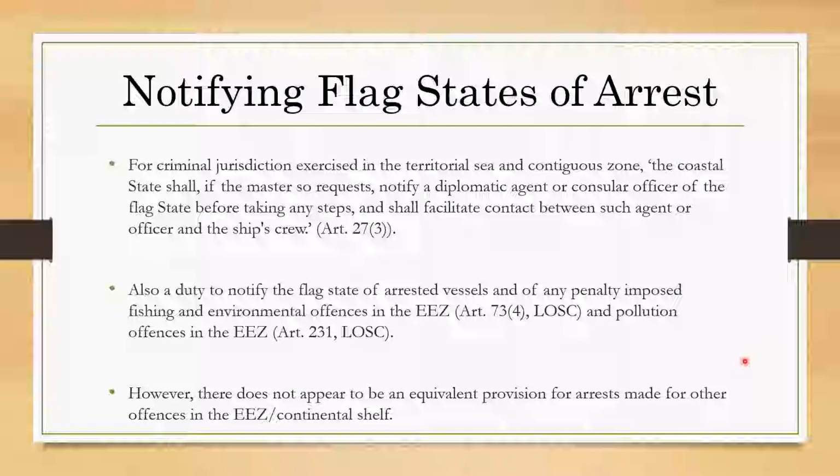And similarly, if you arrest any vessels in the exclusive economic zone for fishing or for pollution, then you need to notify the flag state and let them know of any vessels of theirs that you've arrested and any penalties you're imposing. However, there doesn't seem to be any equivalent provisions in other parts of the exclusive economic zone or continental shelf. So only for fishing and pollution, but it doesn't seem that other offences relating to resources necessarily require you to notify the flag state. We don't know.